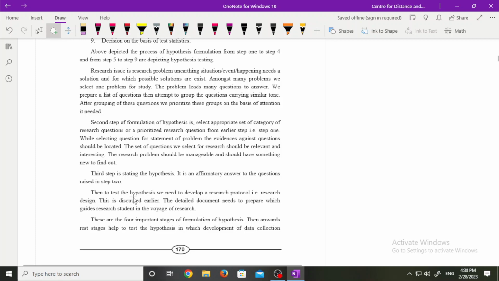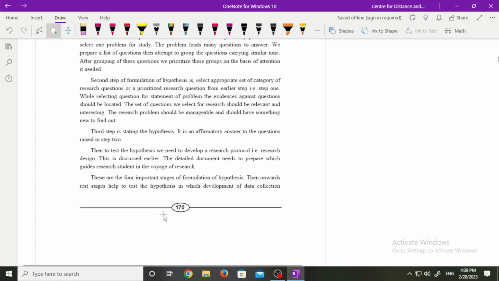Then to test the hypothesis we need to develop a research protocol, that is research design. This was discussed earlier. Then a detailed document needs to be prepared which guides the research student in the voyage of research. These are the 4 important stages of formulation of hypothesis.